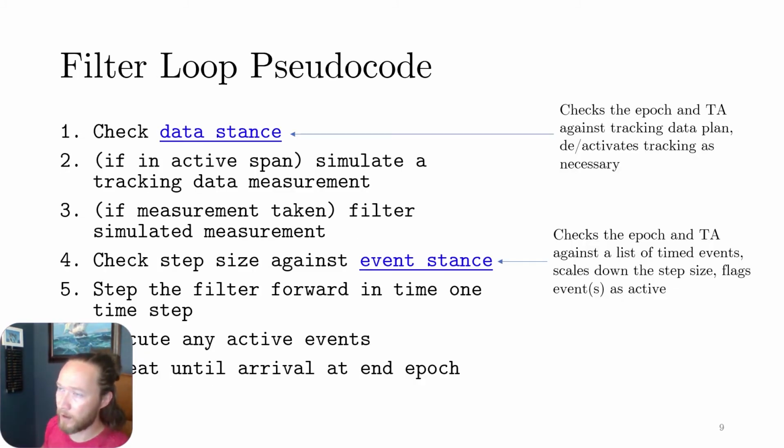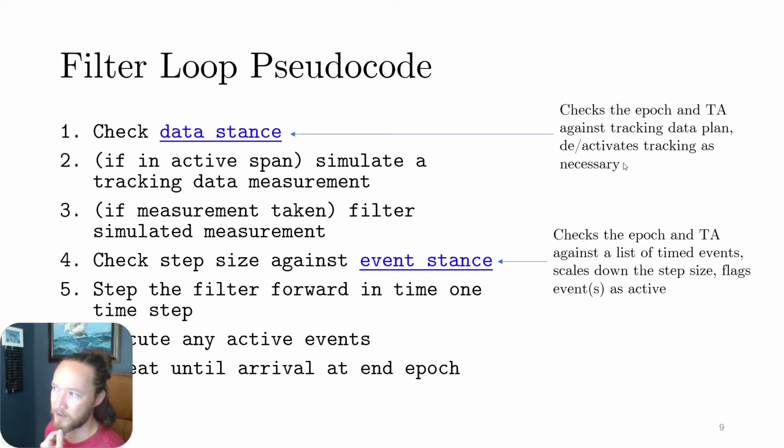So the actual filter loop starts with checking our data stance, which is just, is it time to be tracked? Are we at the right spot in the NRHO to be tracked, or are we crewed? And if so, who are we being tracked by?